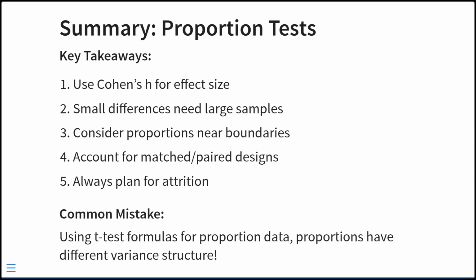These are some of the key takeaways. Use Cohen's h for effect size in proportions. Small differences need large samples. Consider proportions near boundaries. Account for matched or paired designs, and always plan for attrition. Don't use t-test formulas for proportion data, because proportions usually have a different variance structure. You have to use the right formula for it.